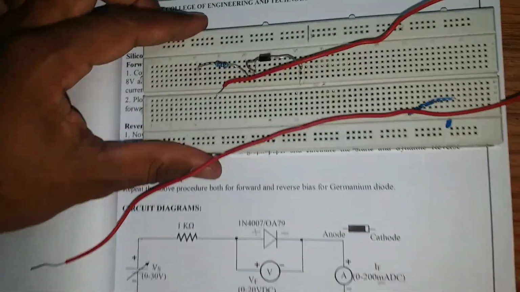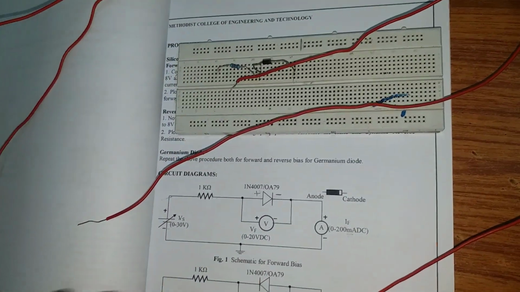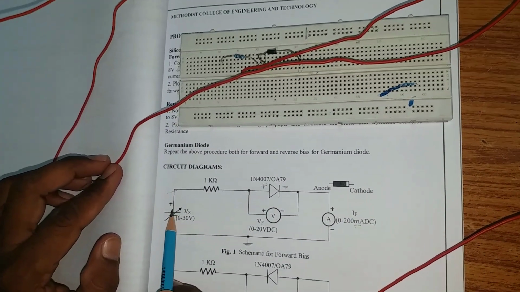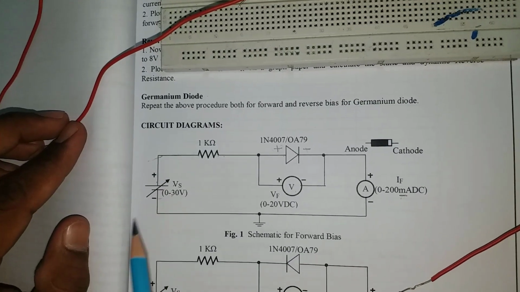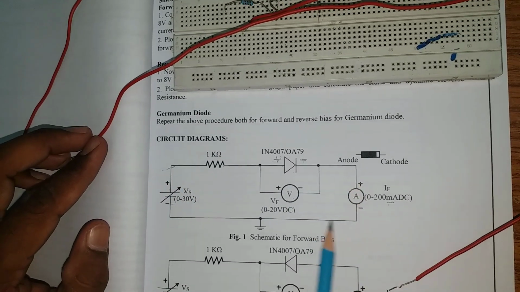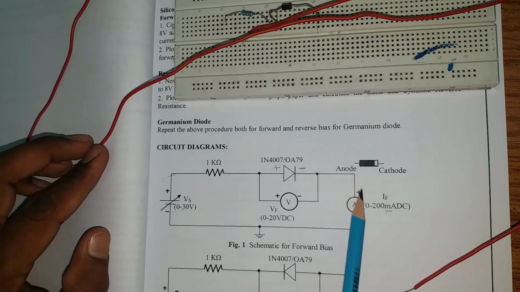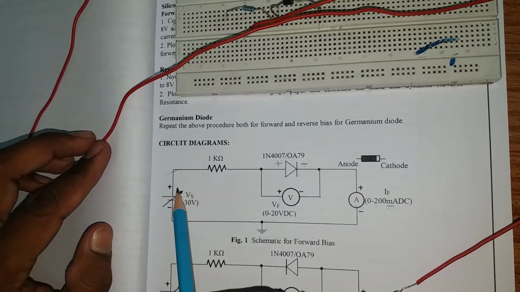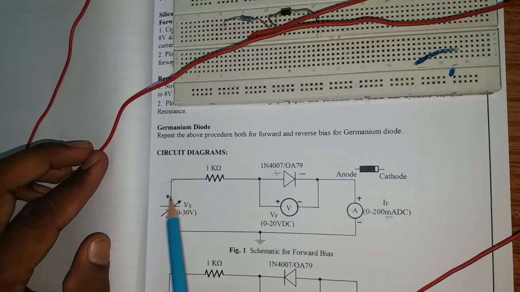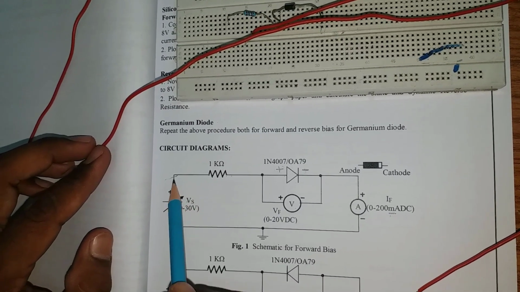Forward bias I am doing here, circuit diagram. You can always start the connection from the regulator power supply positive side. The negative side also can be used, no problem, no issues. But in a circular way, like in a loop, you can start the connection. Always you need to start the connection from the regulator power supply, positive or negative, but you need to start from this place.